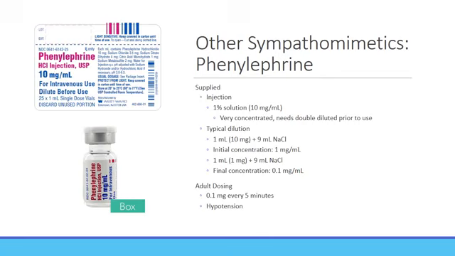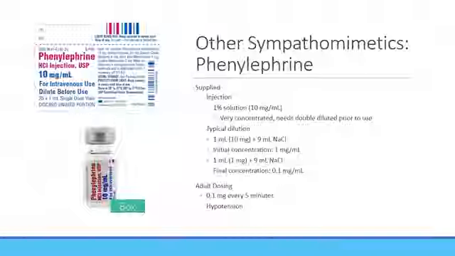In terms of how it's supplied, typically it comes in a pretty concentrated 1% solution, which is 10 milligrams per ml. It's a 1 ml vial. And so typically we're going to dilute this twice. So we're going to dilute it in a 10 ml syringe, and then we're going to take 1 ml of that and dilute it again so that our final concentration is 0.01 milligrams per ml.